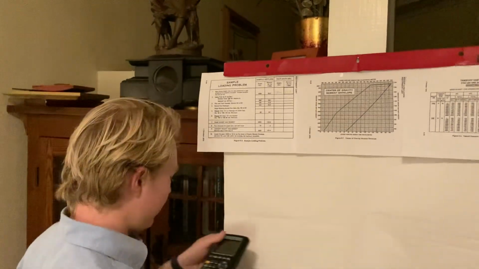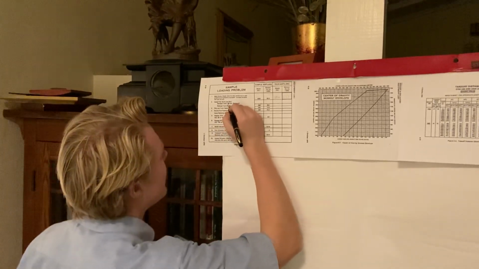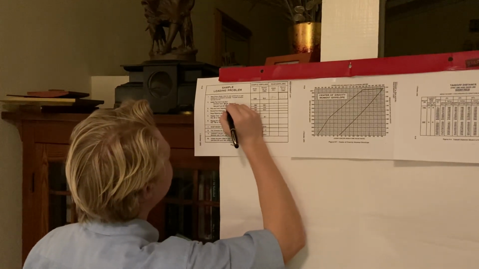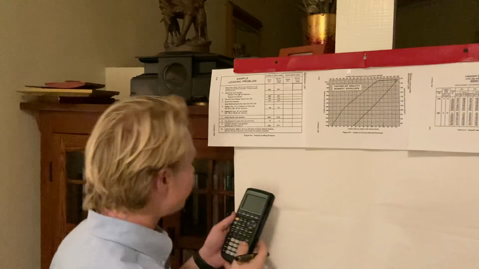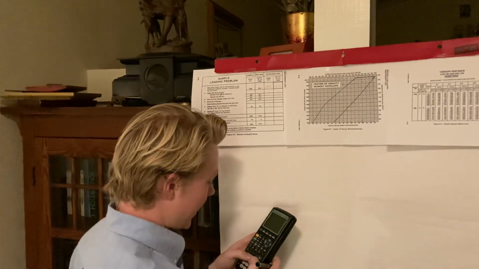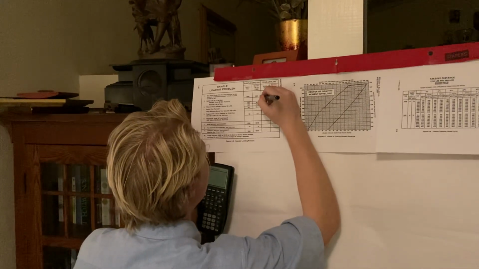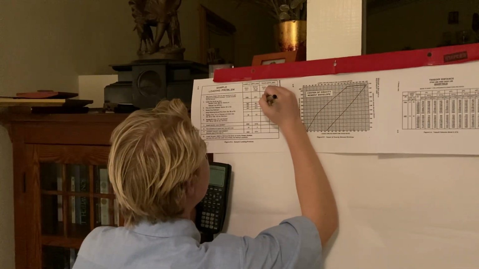Now the problem tells us full fuel, so we're gonna use standard tanks at 88 gallons. And gas is 6 pounds per gallon, so we're gonna do 88 times 6, and that gives us a weight of 528.